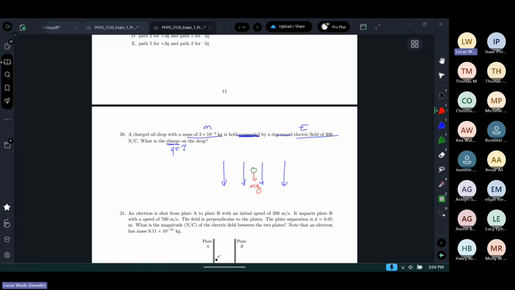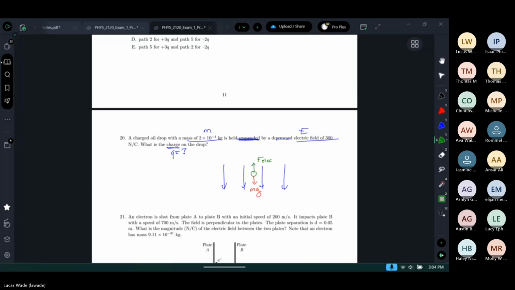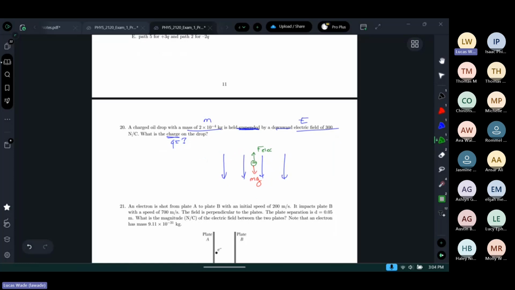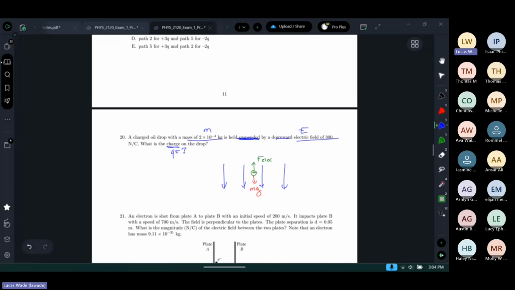But if the forces are balancing, that means the electrical force on the charge must be this way, upward. And so that already tells me something about this charge. Is it positive or negative? It's negative, because negative charges are the ones that feel a force opposite the direction of the electric field. Okay, so it's a negative charge. I figured that much out. Now I can figure out the size of that charge, the magnitude of it.